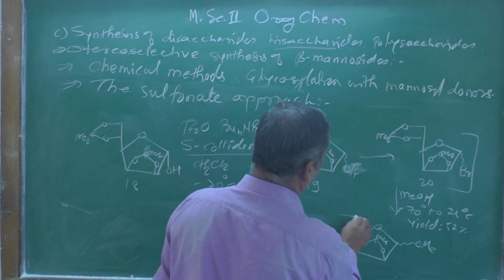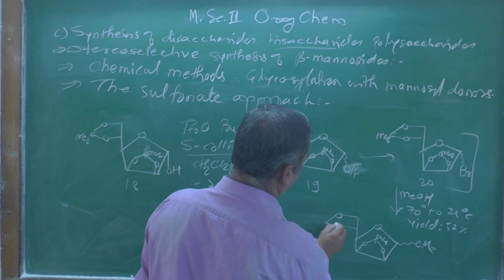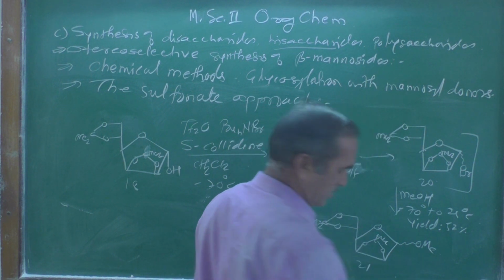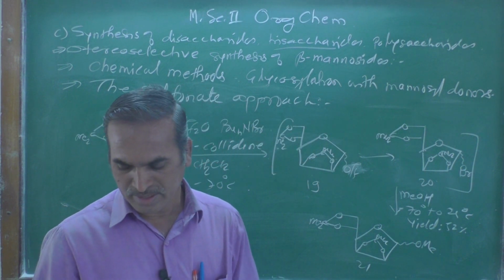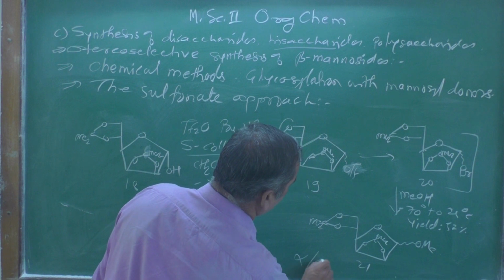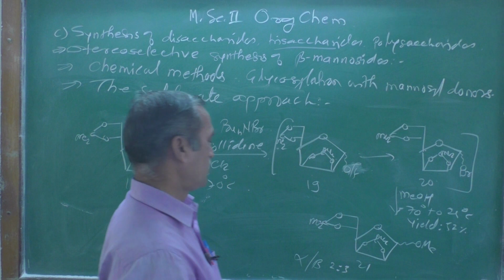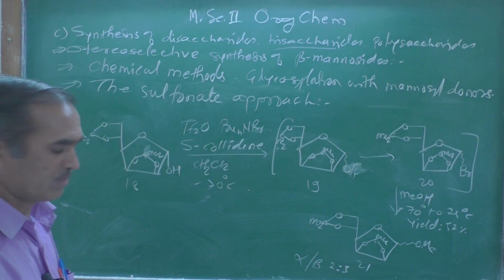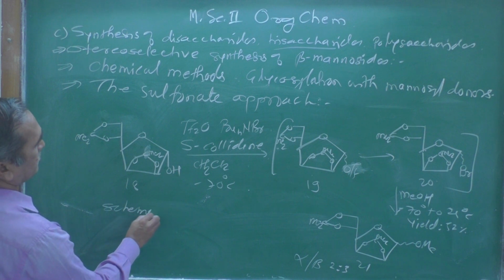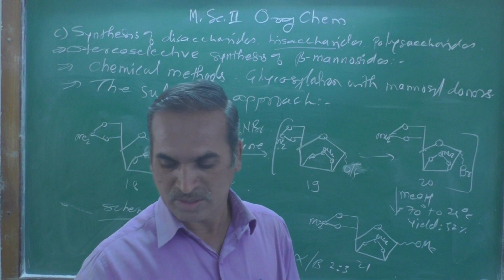Now the other part of the compound remains as it is, C Me2, and that is structure number 21, where an alpha-beta mixture will be obtained in the ratio 2:3. So this is scheme number 7, which is represented over here.